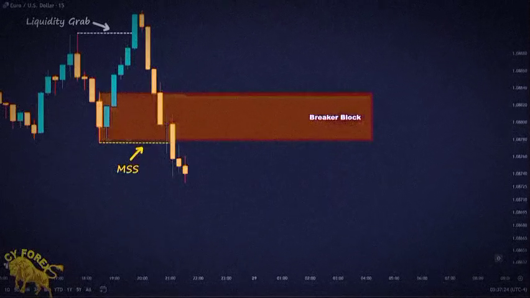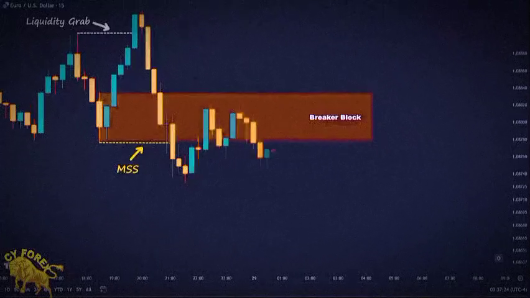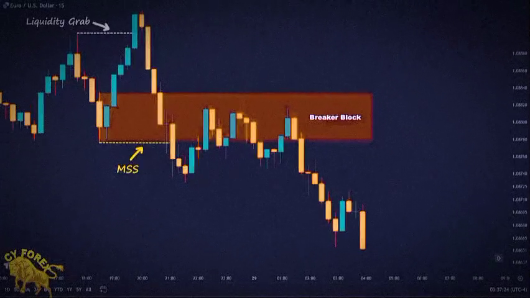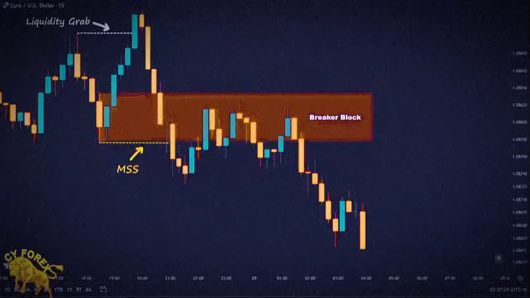Since we've seen a bearish market structure shift and an area of demand that is now turned into supply, we anticipate the price to face rejection from this breaker block and continue its downward movement. As seen, the price initially moves upward and pauses temporarily within the breaker area. After accumulating more buy orders, it finally gains momentum and pushes downward.